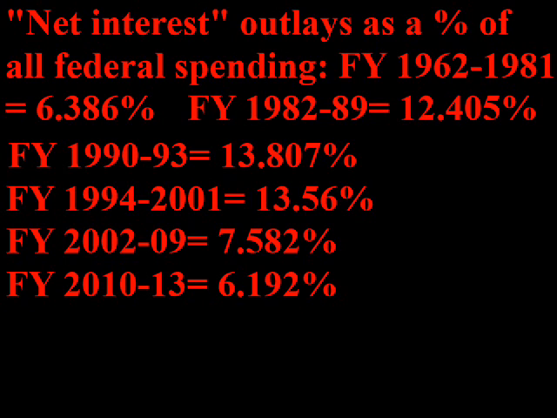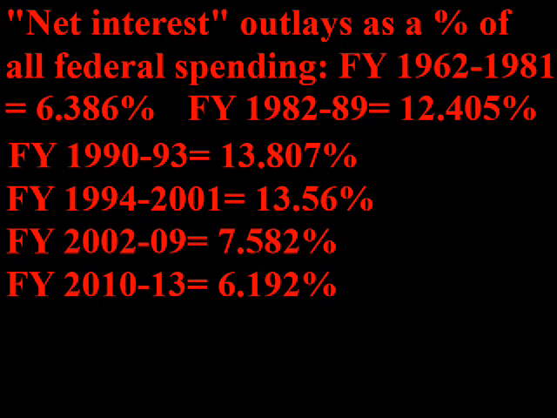But from 62 to 81, the overall average net interest outlays as a percentage of all federal spending, and this is adjusted for inflation, 6.386%. Under Reagan, it was 12.405%, Reagan and his Congress. George Herbert Walker Bush and his Congress, 13.807%. So you can see it's spiked. And under Clinton, it was very high as well, 13.56%.